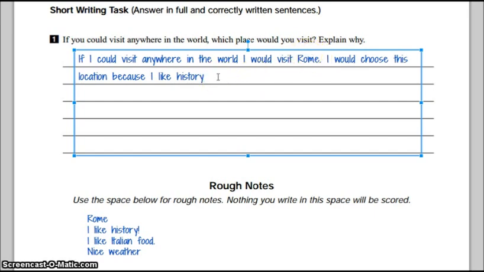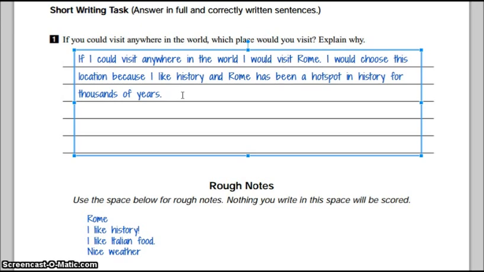So I would choose this location because I like history, and Rome has been a, let's call it a hot spot in history for thousands of years. There we go, I've given my idea and I've connected it to me and Rome. So I choose this location because of history, and I've proven why Rome is connected to history. Because it's a hot spot, of course.